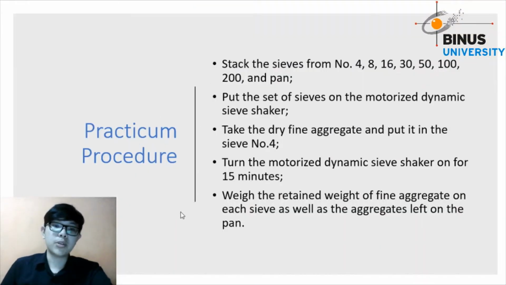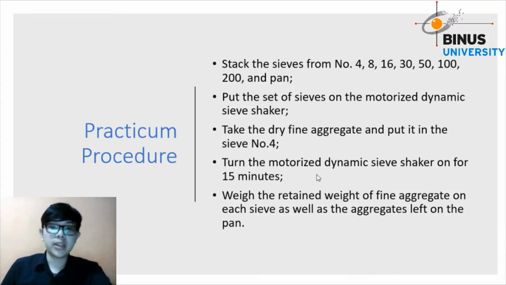Now, the procedure of this practicum first is to stack the sieves from number 4, 8, 16, 30, 50, 100, 200, and pan. After we stack the sieves, we're gonna put the set of sieves on the motorized dynamic sieve shaker. After that, we're gonna take the dry fine aggregate, the sand, and put it in the sieve number 4. After we put the sand in the sieve number 4, we're gonna close the sieve and then we're gonna turn the motorized dynamic sieve shaker on for 15 minutes.